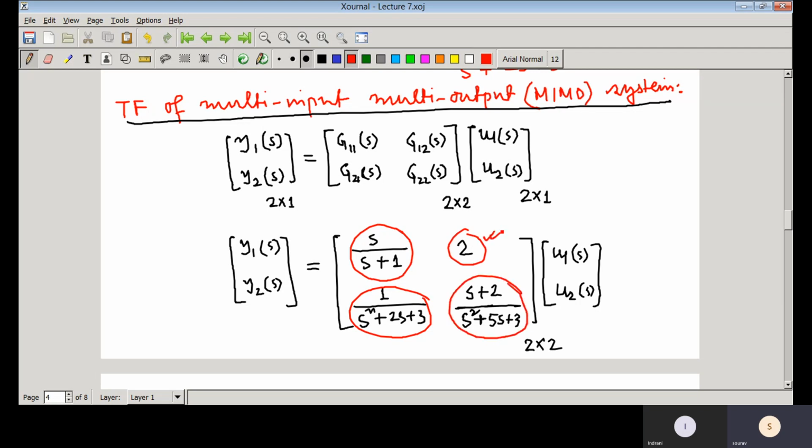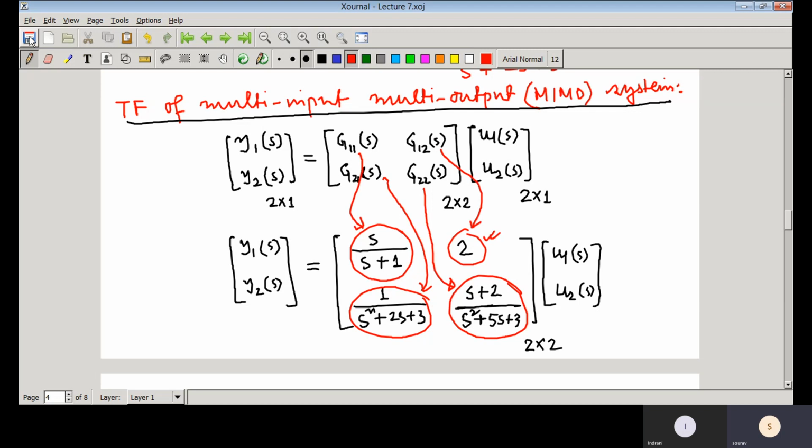It is a static gate. That means in this case you can see here G12 is 2, G11 is s by s plus 1. Similarly, G21 is this one, and G22 is this one. That means in case of a multi-input multi-output system, whenever you are writing a transfer function matrix, each element is a transfer function. I hope from this particular example it is clear.